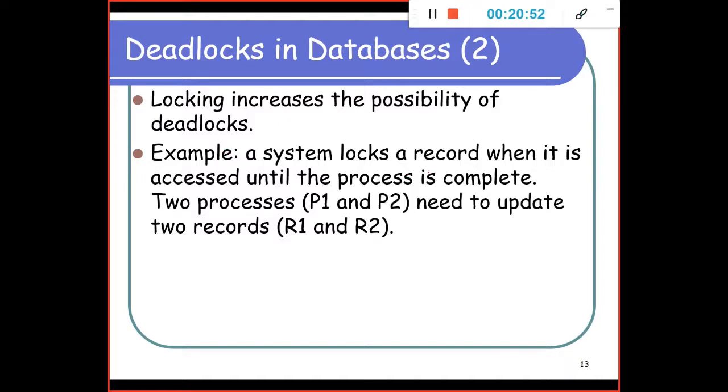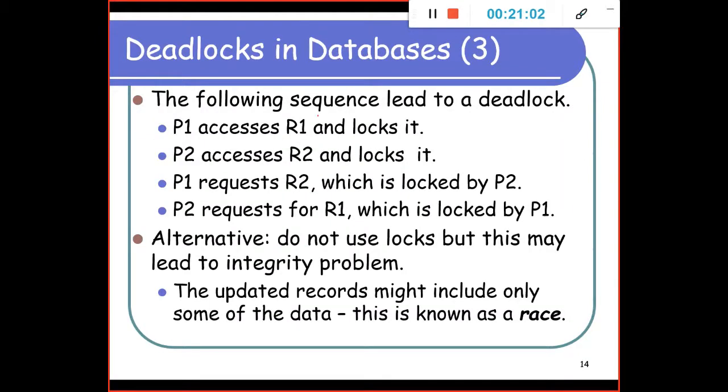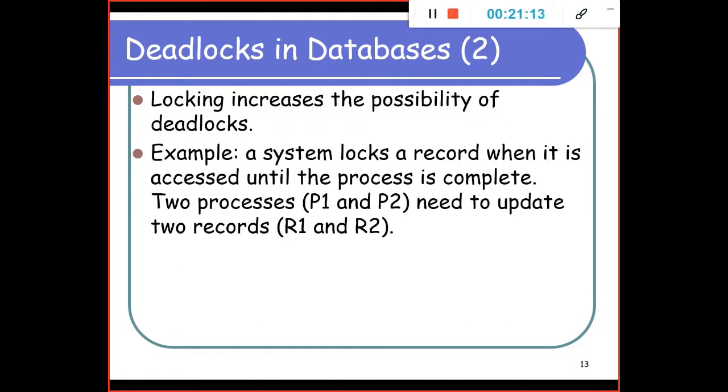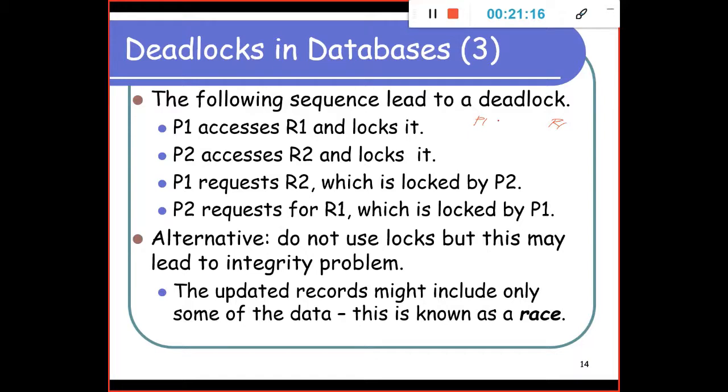So another example is a system that locks a record when it's accessed until a process is complete. Two processes, P1 and P2, need to update two records, R1 and R2. The following sequence leads to a deadlock. P1 accesses R1. So P1 requests and R1 is allocated. And then you have P2 here, and you have R2. You want to access the record, so you request, and this one is allocated.